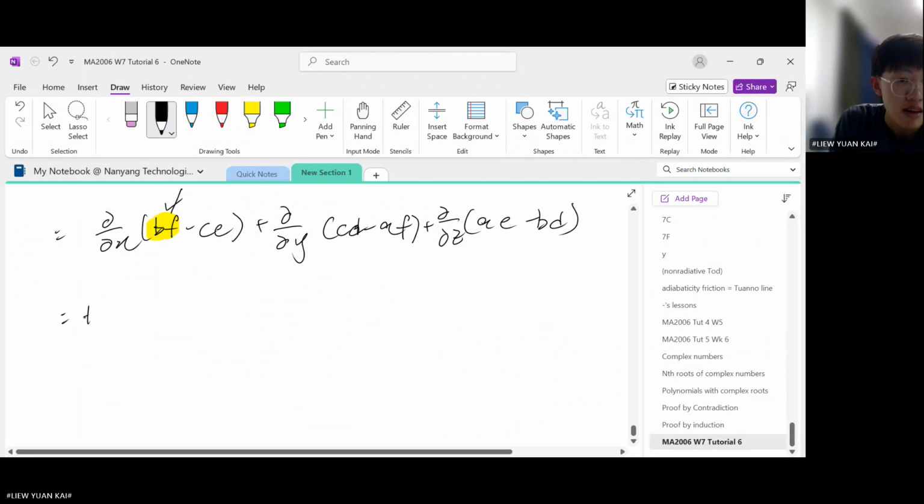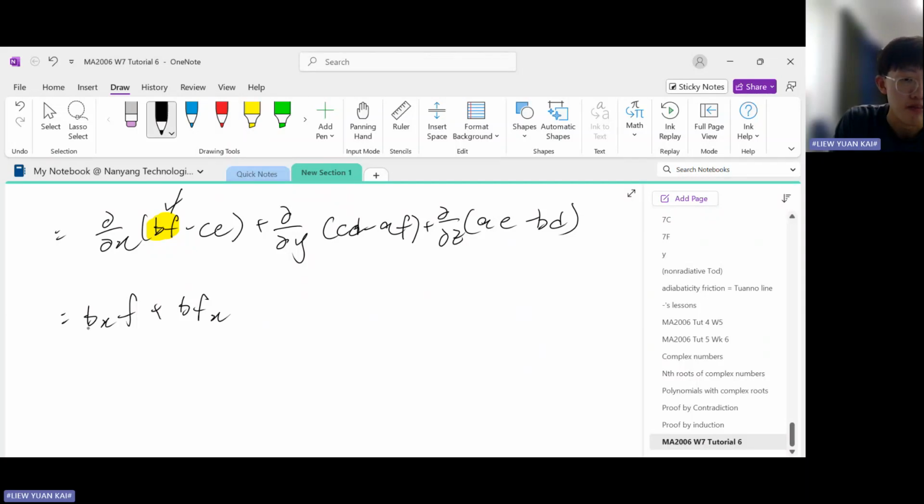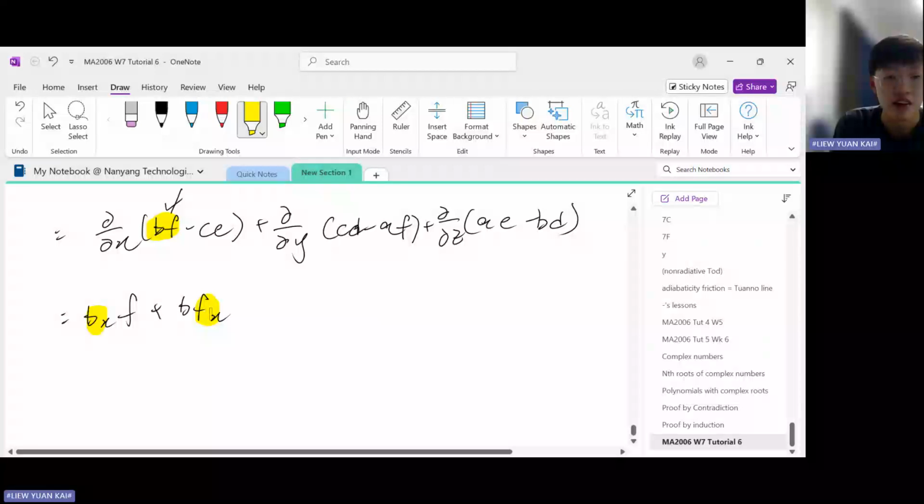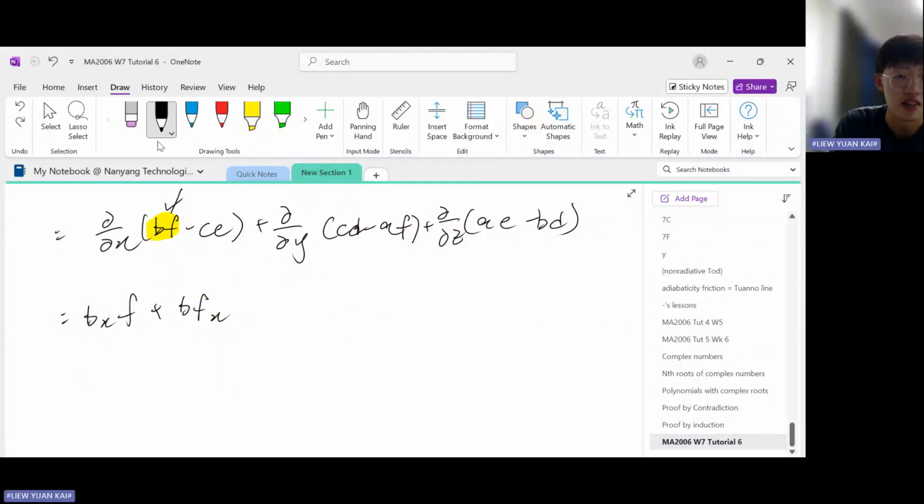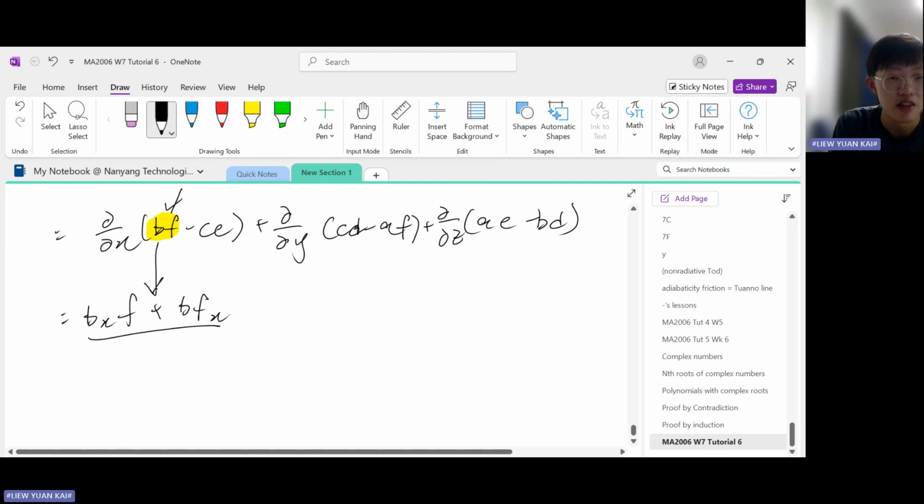So this and this. Okay, so bx means b differentiated with respect to x, and then fx means f differentiated with respect to x. Okay, so here I applied the product rule. Okay, so I'm going to apply the product rule the same here for CE.